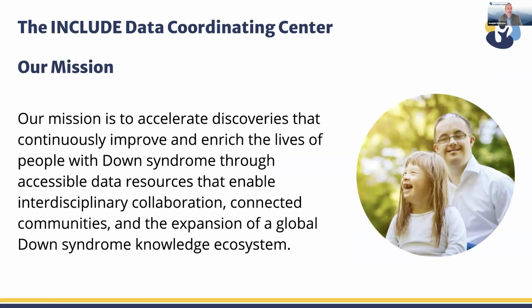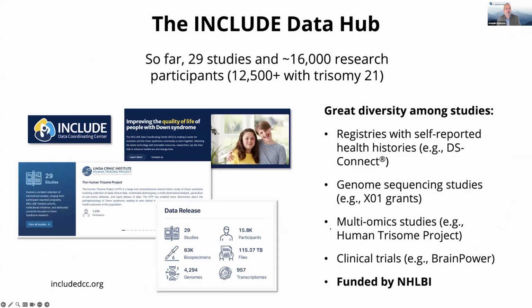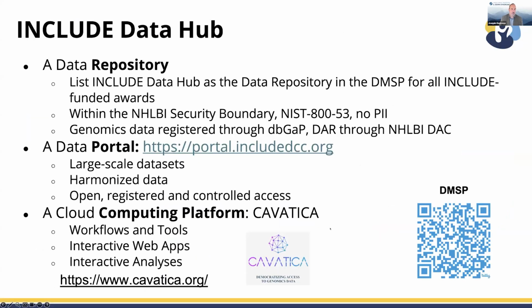Within this context, the mission of the Include Data Coordinating Center is to accelerate discoveries that continuously improve and enrich the lives of all people with Down syndrome through accessible data resources that drive collaboration, connection of these communities, and the expansion of a global Down syndrome knowledge ecosystem. And one key activity, of course, is to develop, run, and maintain the Include Data Hub, which is many things.